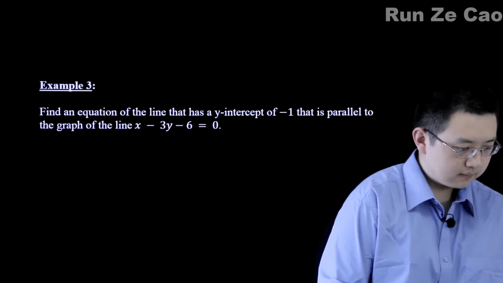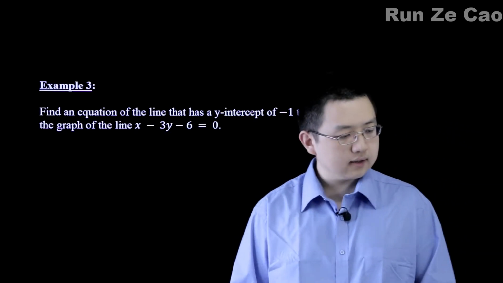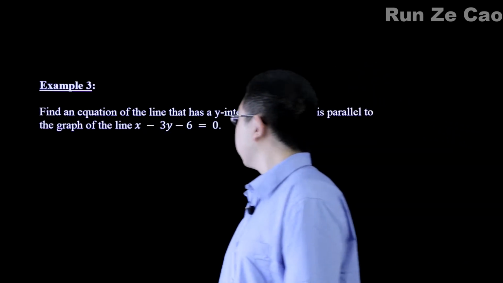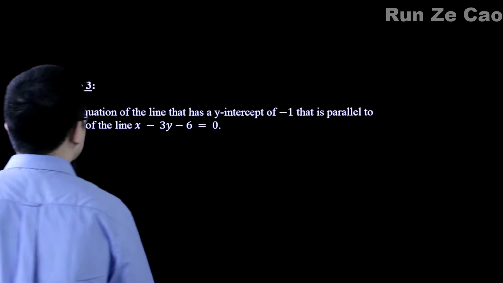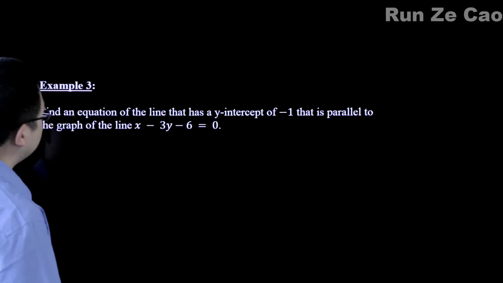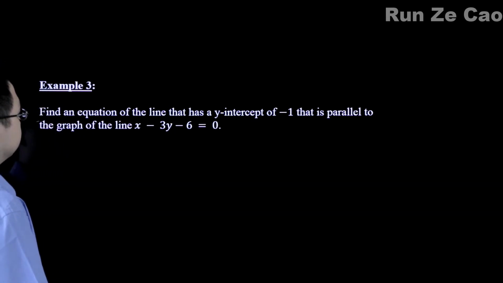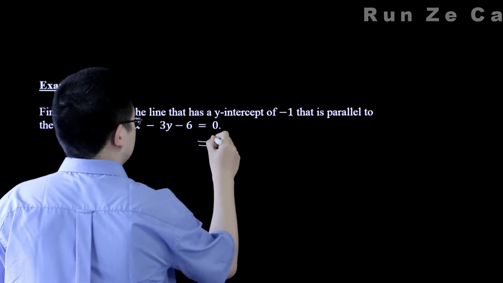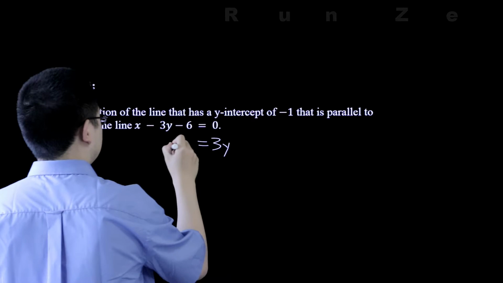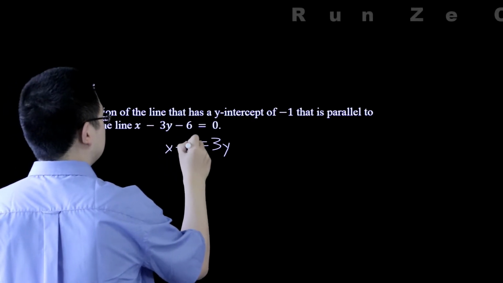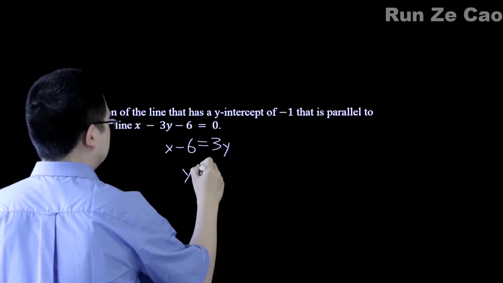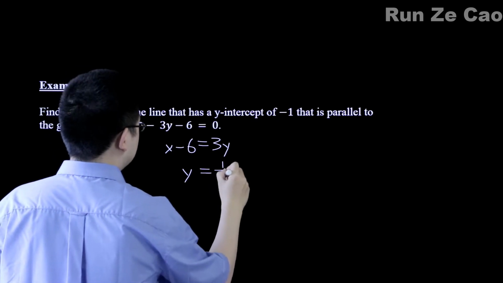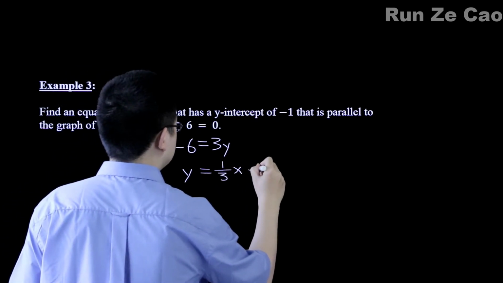Example 3. Find an equation of the line that has a y-intercept of negative 1 that is parallel to the graph of the line x minus 3y minus 6 equals 0. Okay, so this gives us 3y equals x minus 6. And therefore y is equal to 1/3 x minus 2.